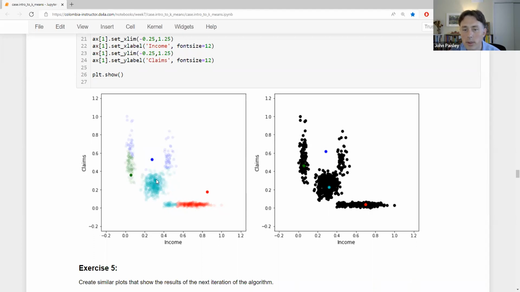Light blue, I believe it started out here, and then with the average you see updates there because there are a few data points down here. So it moved from about here to here. And then finally, this one didn't move too much, it moved like right there. So that's the first iteration of the algorithm. You assigned everything, and then you updated. That's one iteration.